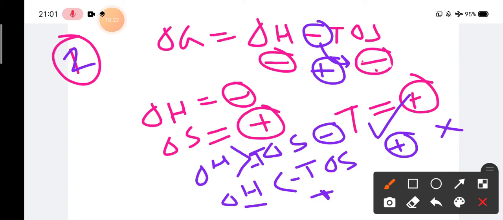Temperature is always a positive term, and as T delta is positive, so minus T delta S will be negative.